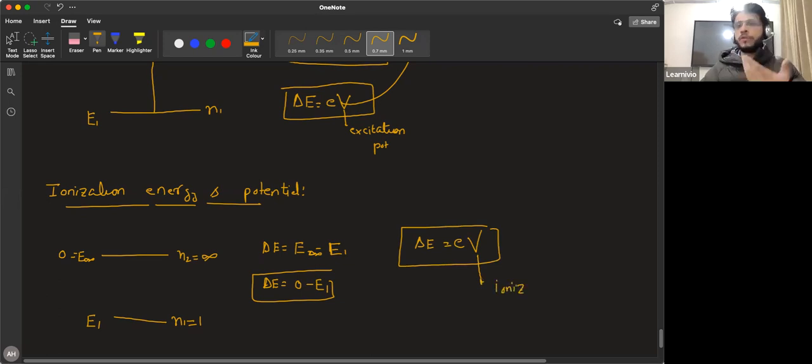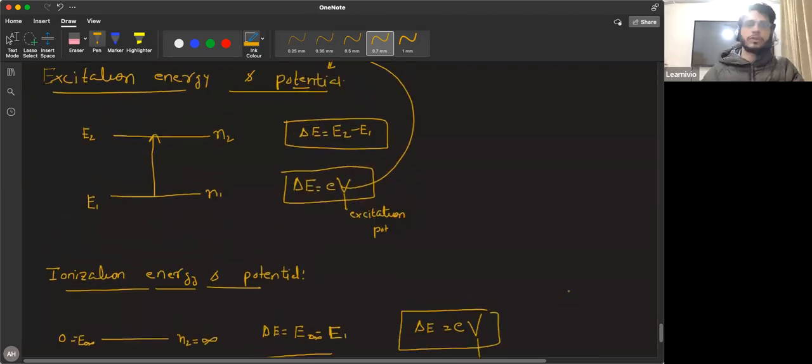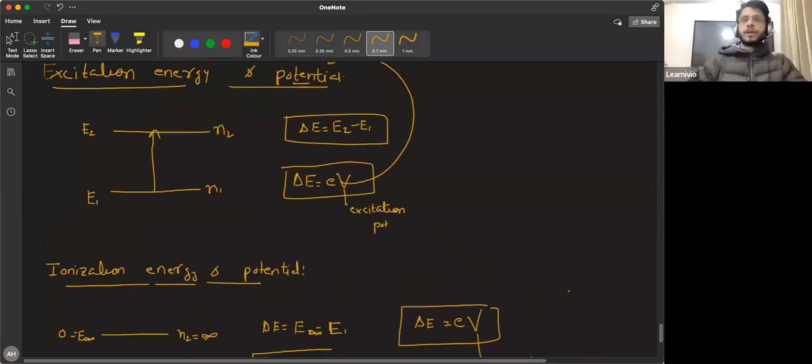So there is no formula for calculating excitation energy or ionization energy. It's just simply the difference in energy levels. You should know these terms. Ionization energy means taking your electron from some energy level to n equal to infinity. So this is your ionization energy and potential. Please note it down. We'll do spectral series now.